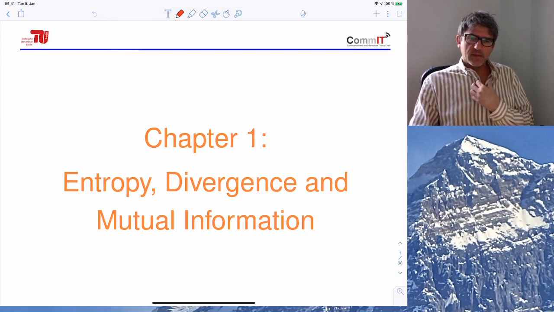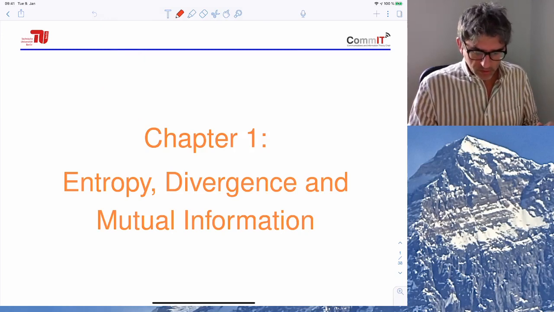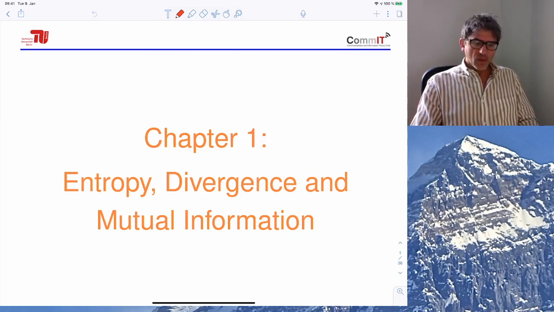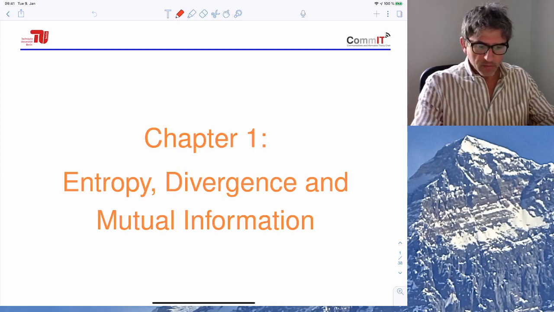Today we start really getting into the matter of the subject, and we are going to introduce some fundamental quantities: entropy and mutual information, and another quantity called divergence, which is even more general, which will serve to state the main results of information theory.